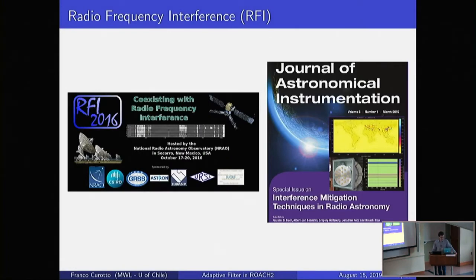So, as I said, this is a very hot topic. On your left, you see a poster of an RFI 2016 workshop only talking about RFI mitigation techniques. And on your right, you can see a special issue of the journal Astronomical Instrumentation dedicated to mitigation techniques in radio astronomy. Unfortunately, I wasn't able to go to this place and I wasn't able to publish here just because I wasn't aware of it. So this is kind of my revenge where I can finally present my work.